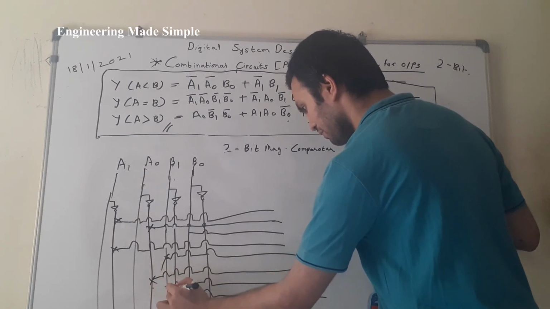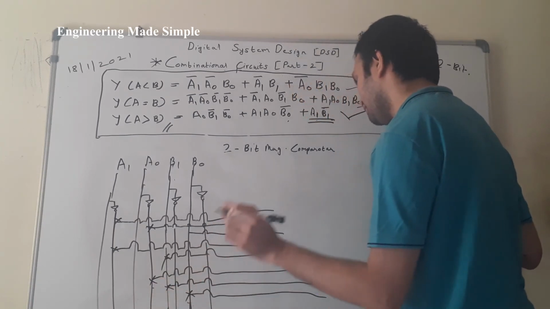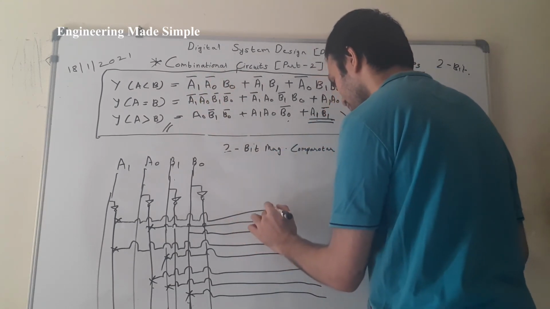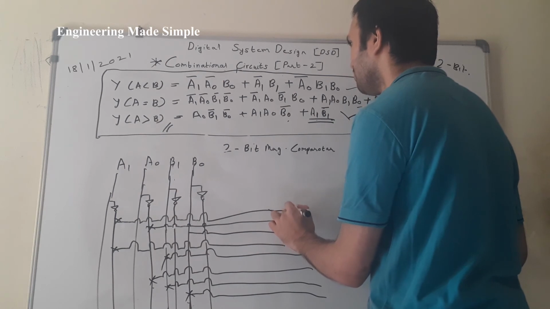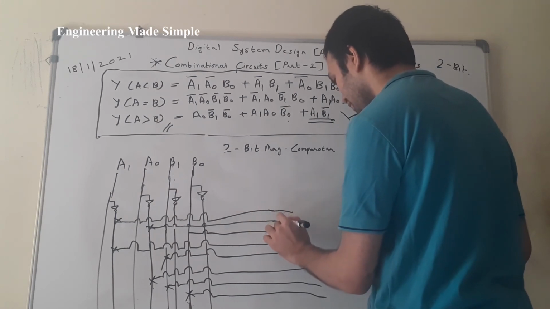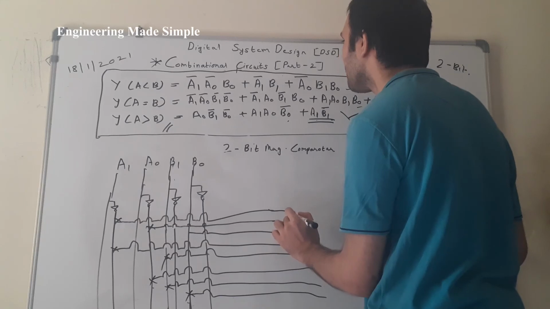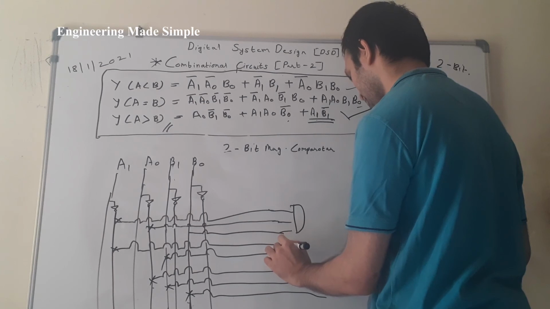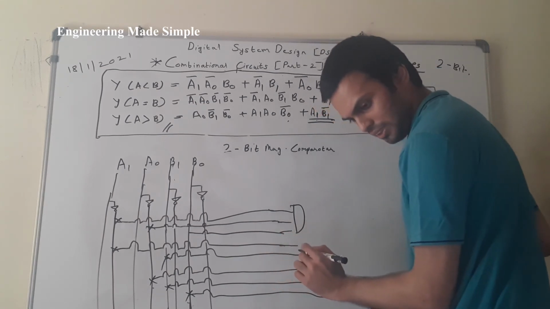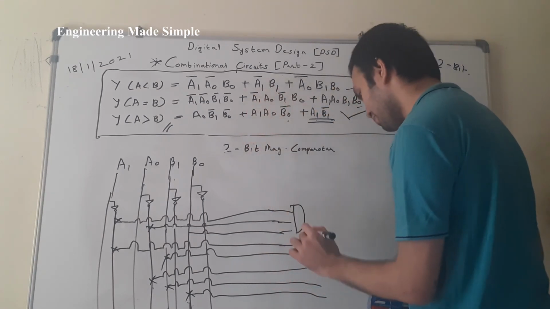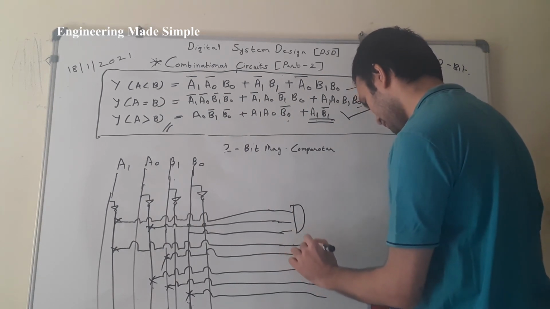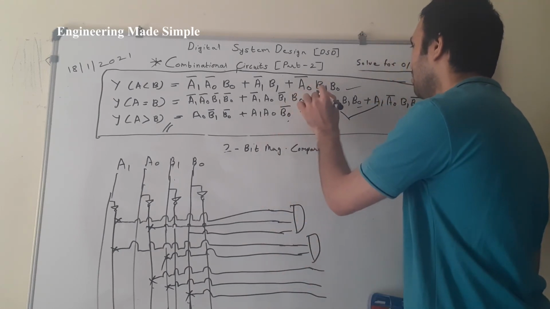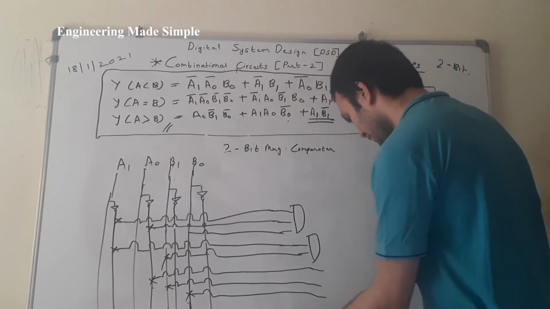Now understand, A1 bar, A0 bar, B0. So these three lines first. Multiplication is present between them, so we will connect an AND gate over here. Here also multiplication is present between A1 bar and B1, so we will connect another AND gate over here. Because for logical multiplication we use an AND gate. And for the last term A0 bar, B1, B0, we will again connect an AND gate.